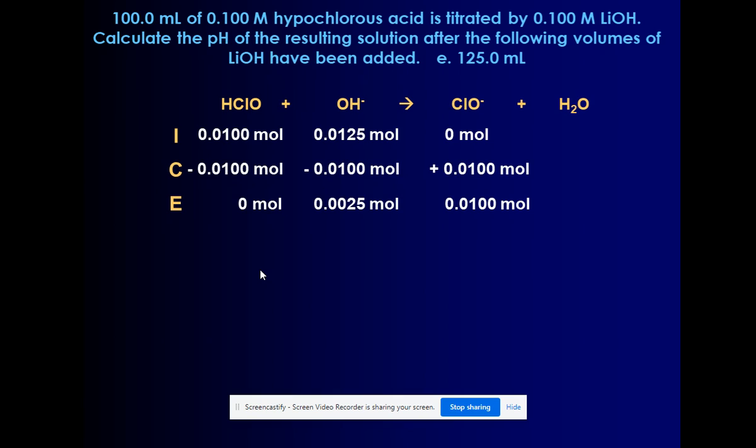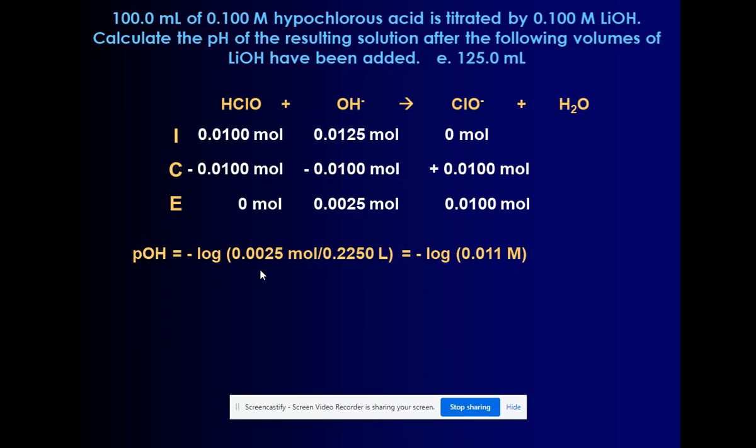And now I have two bases present, 0.0025 moles of hydroxide and 0.0100 moles of ClO minus. Even though I have 4 times the amount of ClO minus, the hydroxide being a strong base is going to win out every time. And I would use my pH calculations for a strong base to determine the pH of this mixture. To do that, I need to know the concentration of hydroxide. So I take the moles that I have of the hydroxide that are remaining, and I divide it by my new volume, the 100 and the 125 mils added together, which gives me a concentration of 0.011.